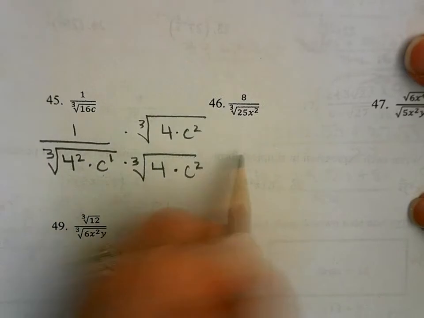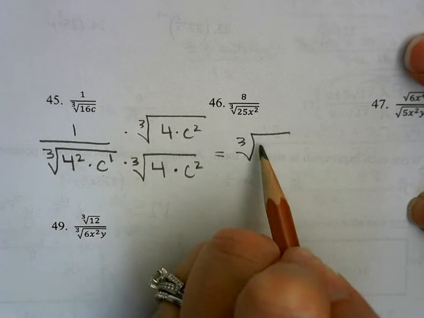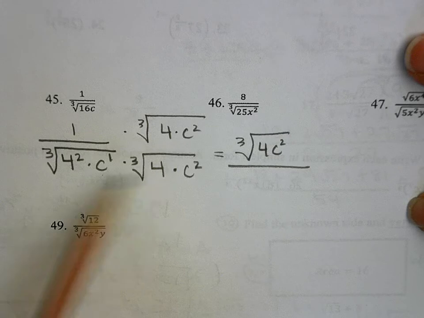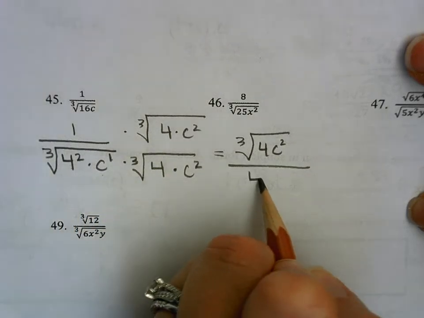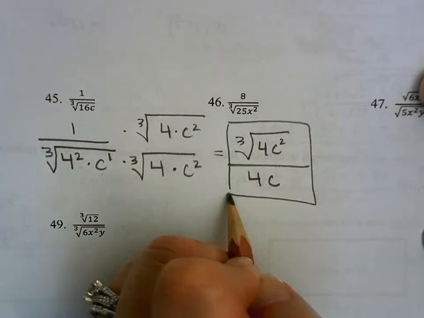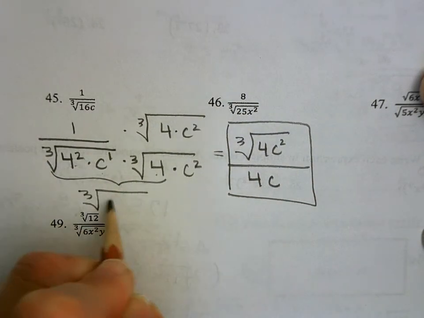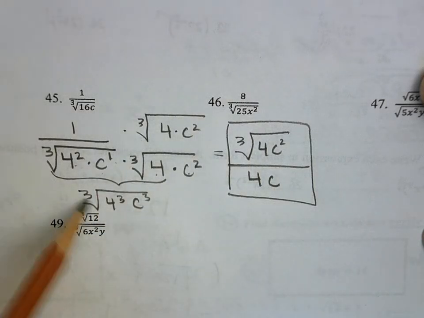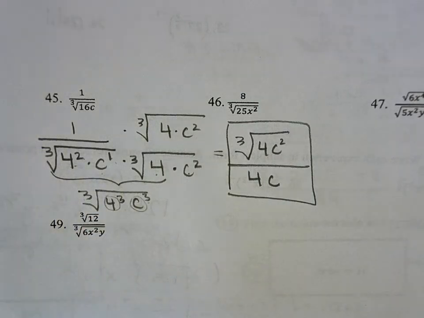So then when I multiply the top, I'm going to get just 1 times that. And then here, since I have a group of 3 4s and a group of 3 c's, then this whole thing would just turn into 4c, right? Because if I rewrote this, that would be my answer. But just to make sure you understand that, if I rewrote this, I would have 4 squared times 4, so that would be 4 cubed. c to the first times c squared would be c cubed. And so I'm taking the cube root of 4 cubed c cubed, which would just be 4c. Okay? All right, and that's it for this video.